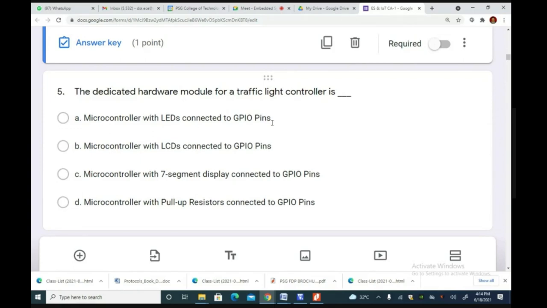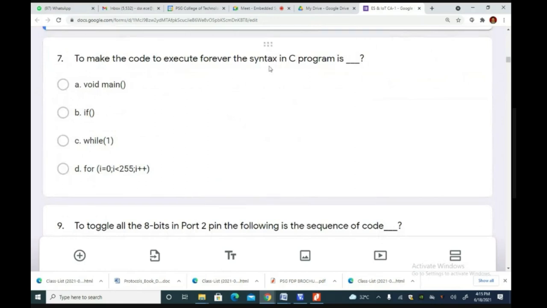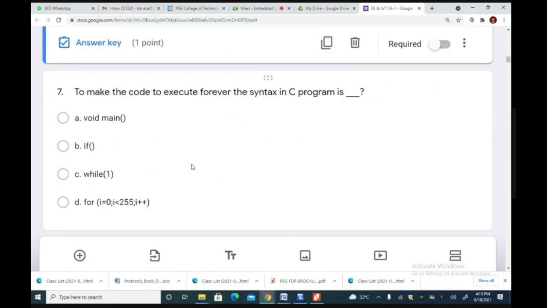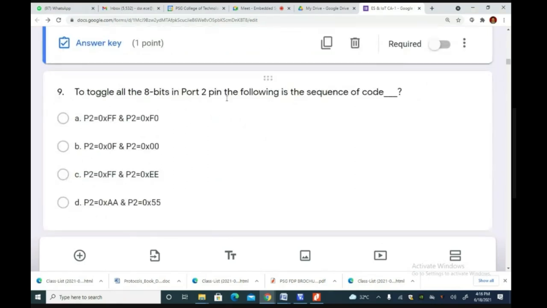GPIO pins. To make the code execute forever, the syntax in C program is while(1). Toggle all the 8 bits in port 2 pin. The following is the sequence of code.